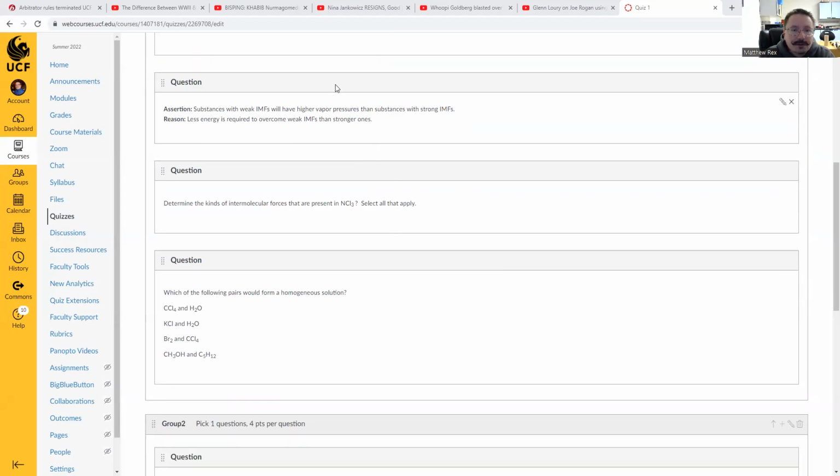Determine the kinds of intermolecular forces that are present in NCl3. So we need to write out NCl3 again. So I have that nitrogen trichloride, and if we do the Lewis dot structure, if we start even with just nitrogen, nitrogen has 5 valence electrons. So we'd go 1, 2, 3, 4, and now we have to pair it up. So we have one lone pair there. And then these chlorines have 7 valence electrons, so they're going to form a bond here. So I'm going to have a single bond to each one of those chlorines.